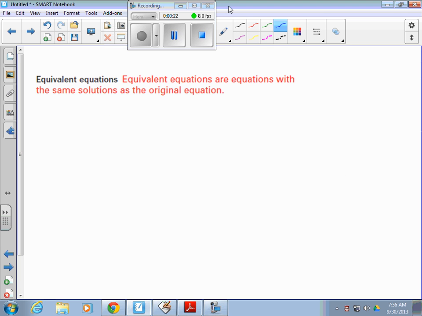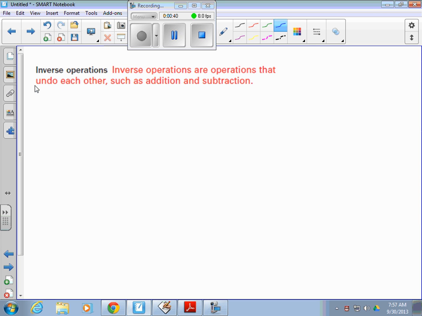The first one is equivalent equations. They have the same solution as the original equation. So equivalent equations, and we'll look at some that have the same solution as the original equations. But think of that term equivalent, that means equal equations because they have the same solution, equal equations.